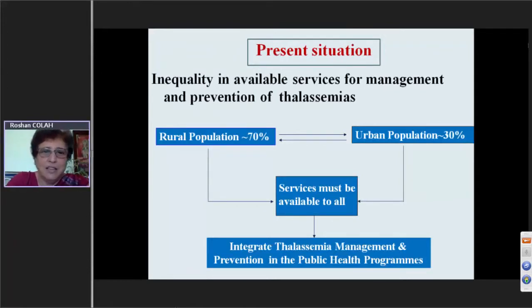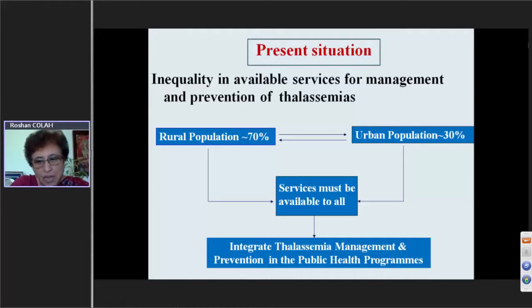So lastly, in our present situation, there is an inequality in the available services, both for management and prevention of thalassemias, between rural and urban areas. And ultimately, we have to see that all the services become available to everyone. The only way that this can happen, and is starting to happen slowly, is if we integrate thalassemia management and prevention programs in the public health infrastructure and the public health programs.